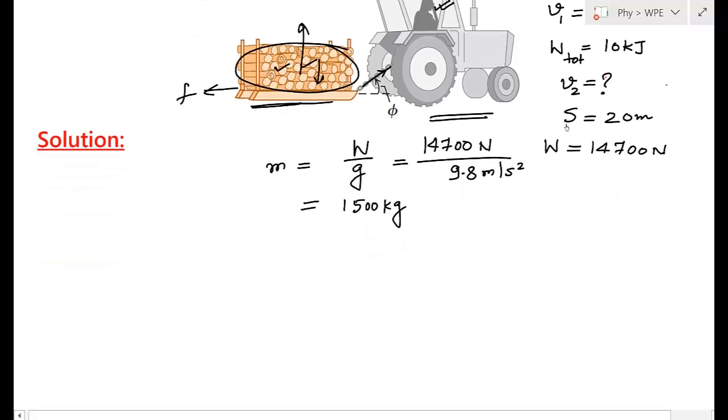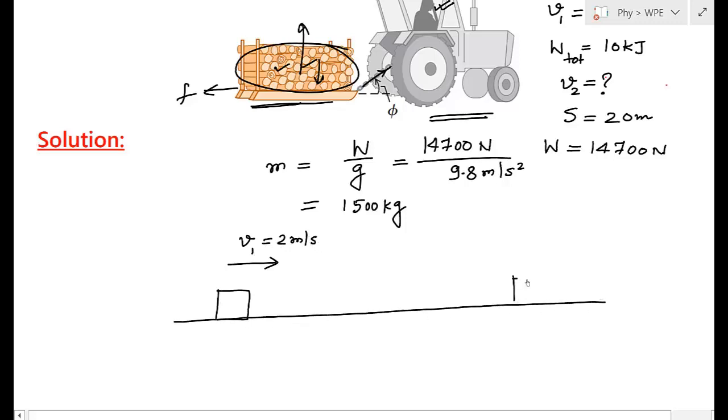So let us depict this situation. Initially this sledge is here. So this is my sledge, and this is moving with a speed of v1, which is equal to 2 meter per second. And after some time, this sledge has reached here, and this distance is given. This distance is basically s equal to 20 meter, and we have to find what is the speed here, that is v2.